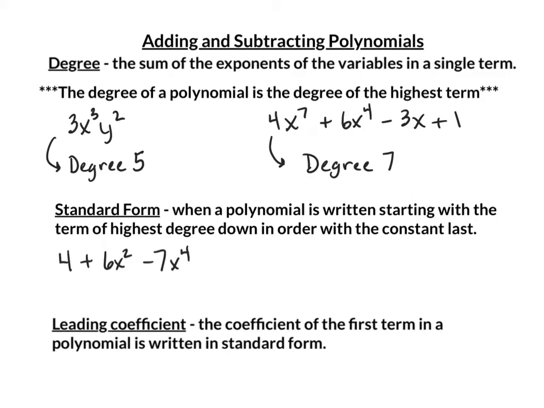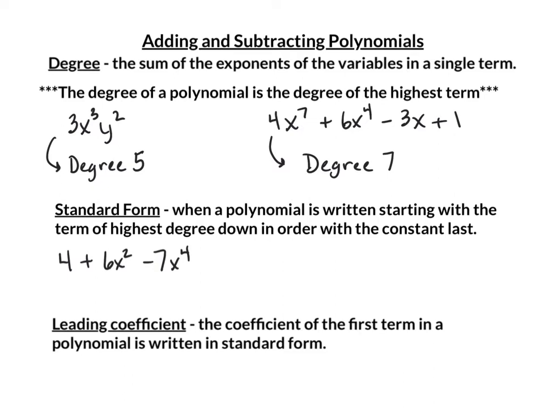Adding and subtracting polynomials. If you look at the word polynomial, poly means many, and nomial is number. It literally means many numbers. You've already worked with polynomials. X plus 1 is a polynomial. 3x plus 2 is a polynomial. Polynomials are when I combine variables and numbers with operations.